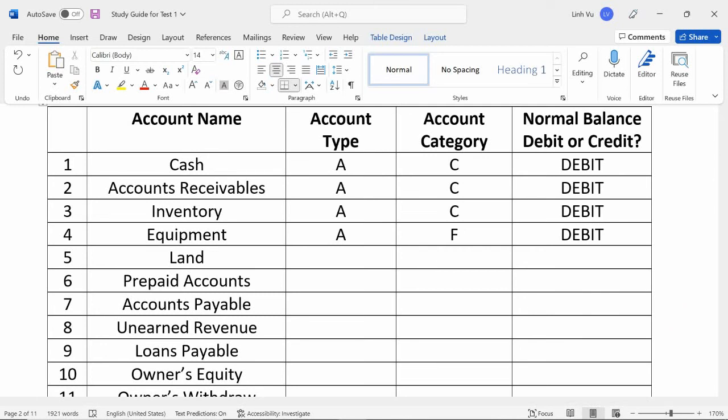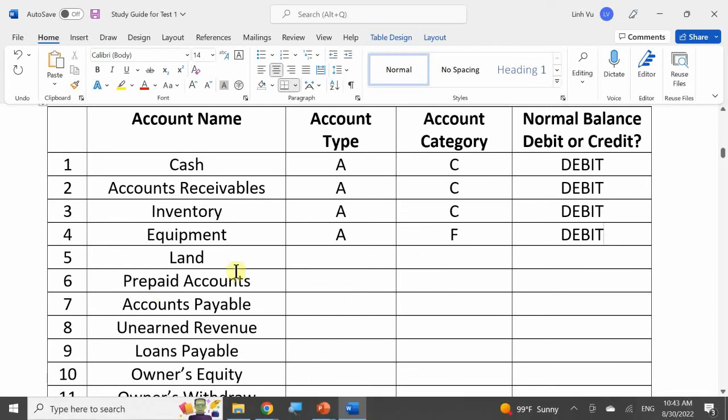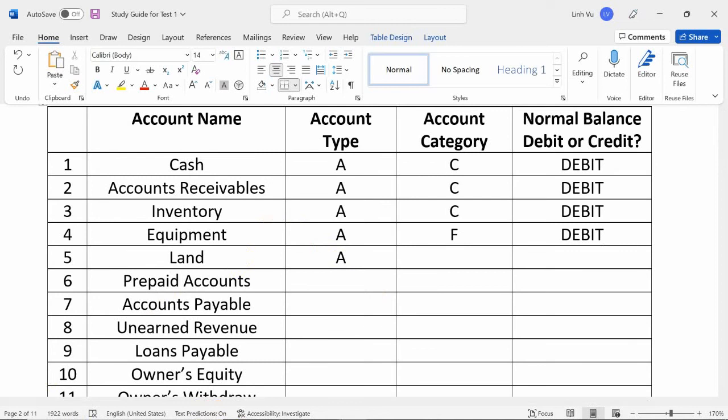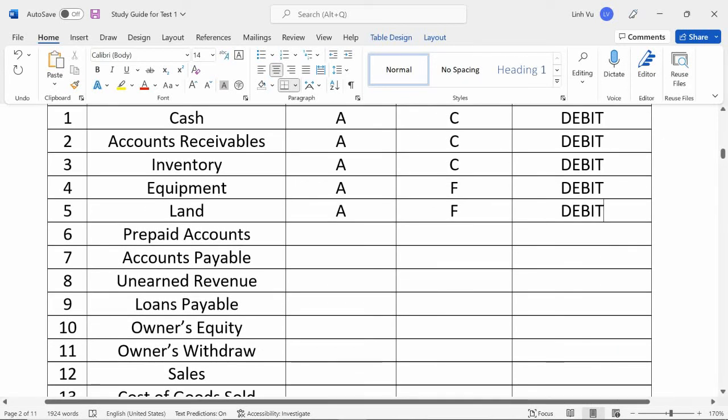All right, next one we have is land. What kind of account is land? It's an asset. Yes, because you own the land. So what kind of asset? It would be fixed also, because it's part of the property, plant, and equipment. This is property. And what kind of balance would this have? Debit. Yes.